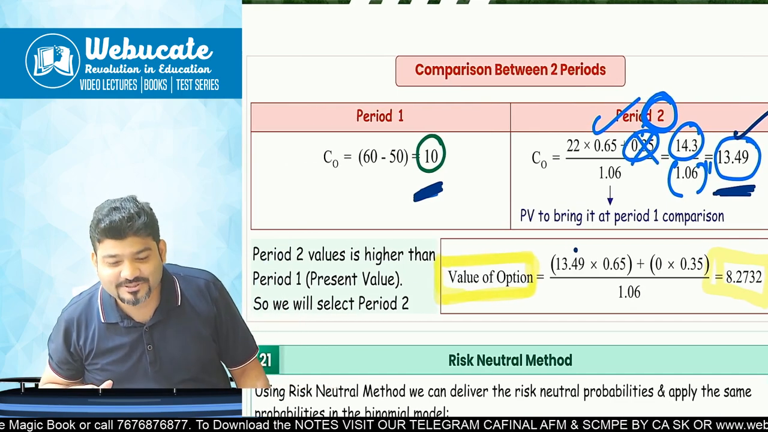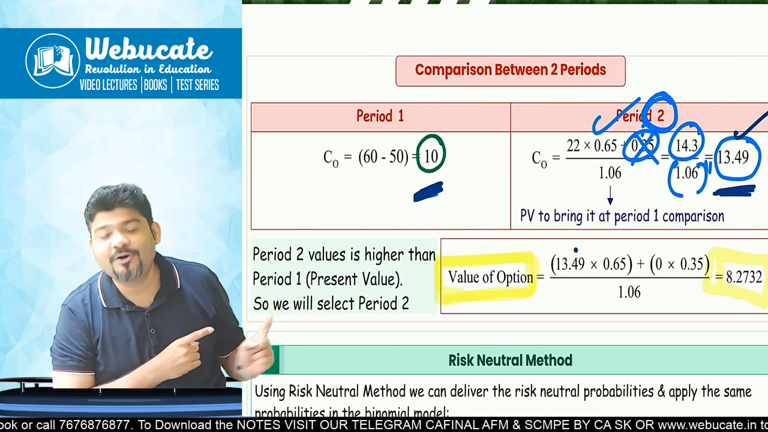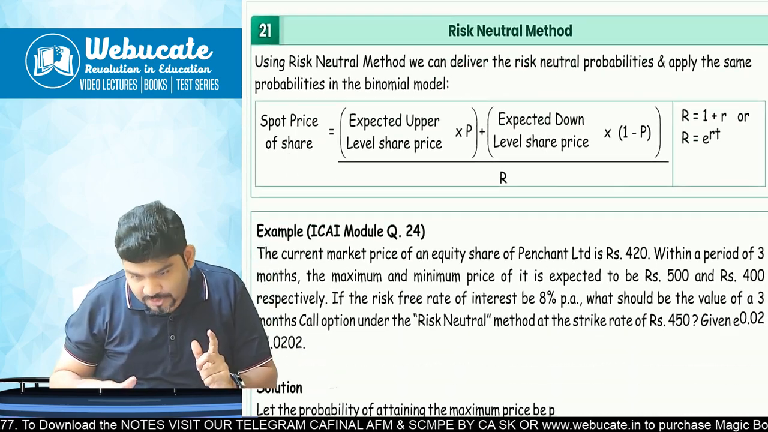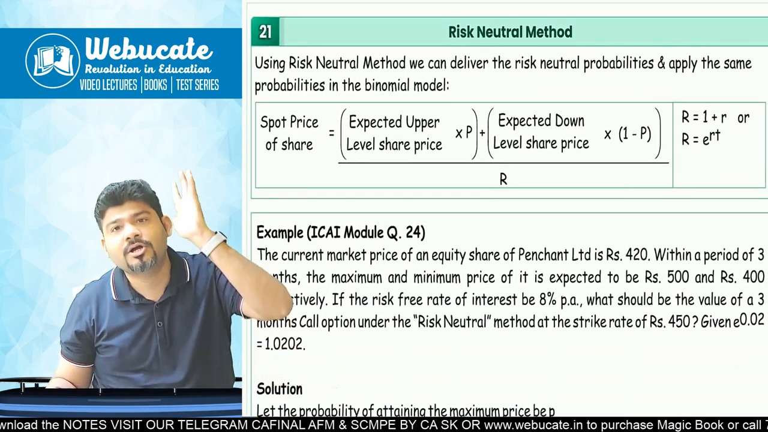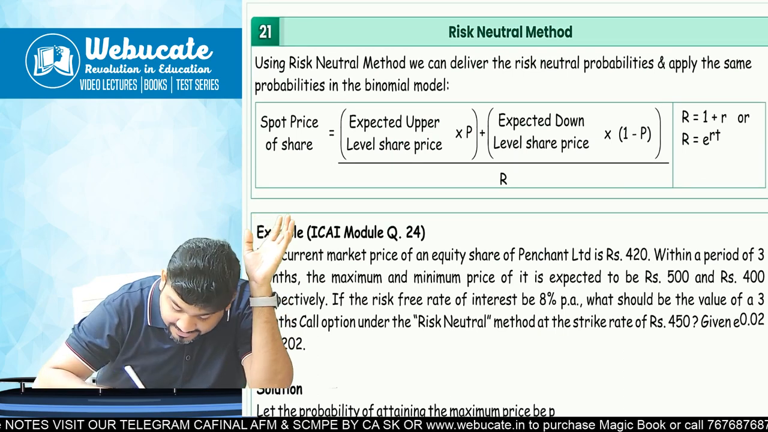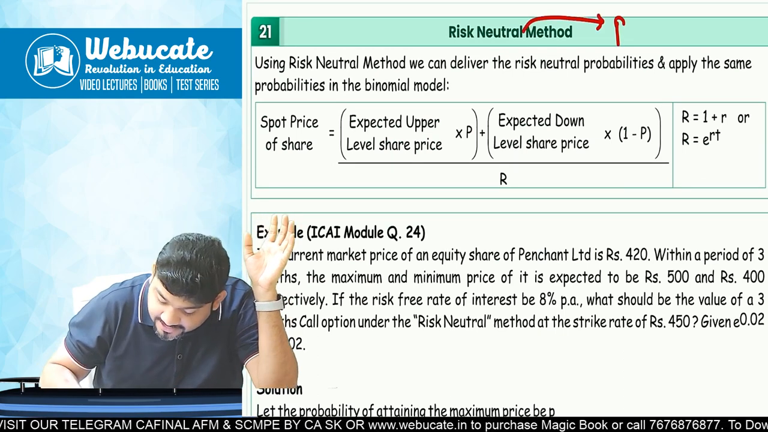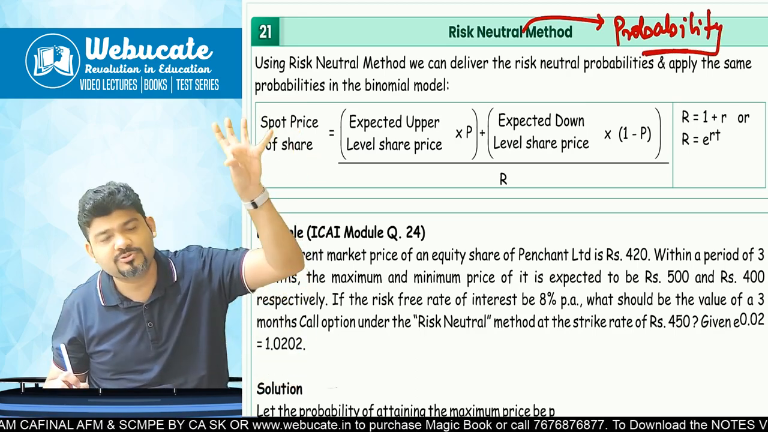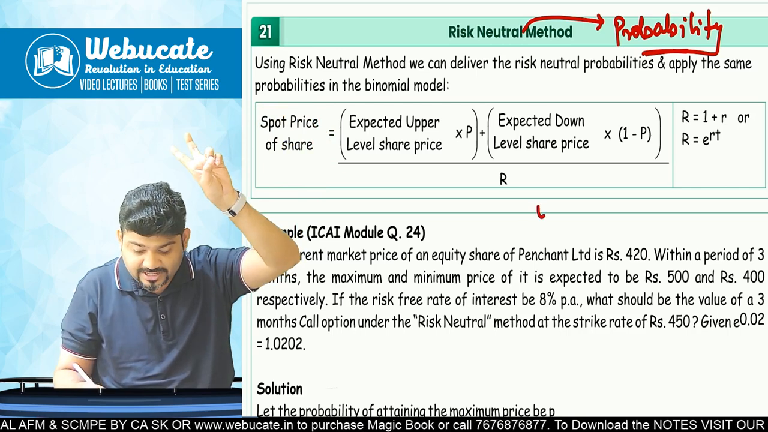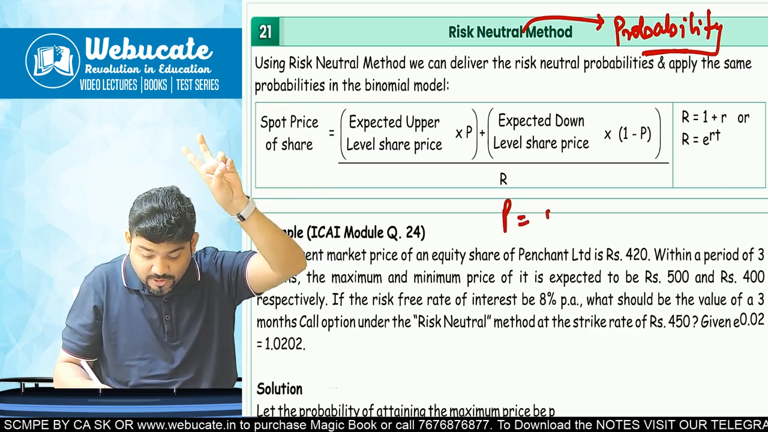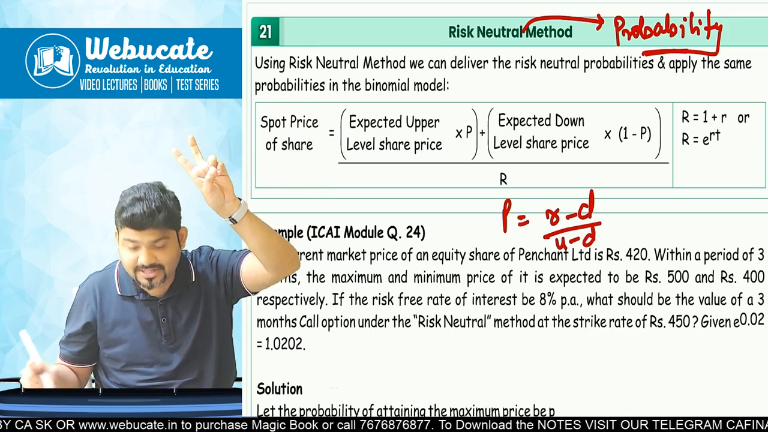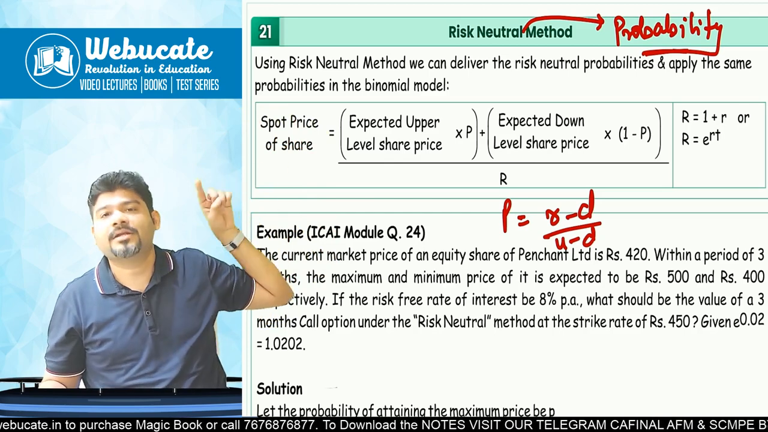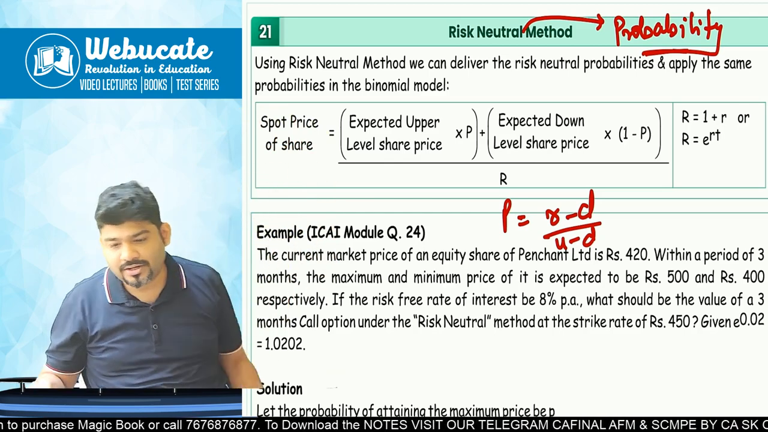Understood, everybody? Yes. So that's how the comparison between two periods happens. Now, in this, to calculate probability, there is another method called the risk neutral probability method. If in the question they say calculate using the risk neutral probability method, then you have to calculate probability using this method only. There are two methods to calculate probability. One is probability equal to (R minus D) upon (U minus D). The other method is risk neutral probability, and this is what that calculation is.